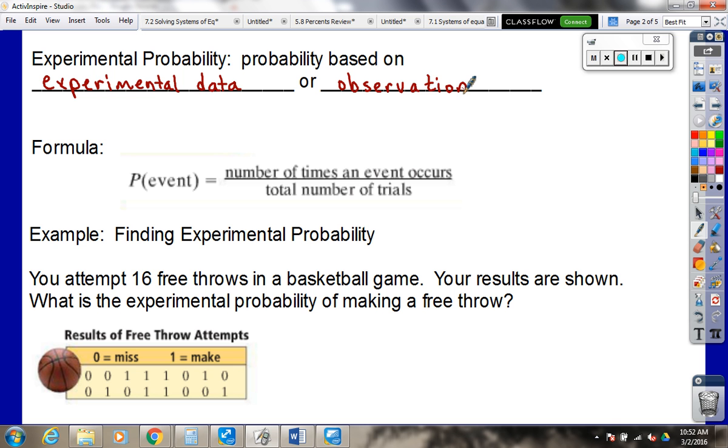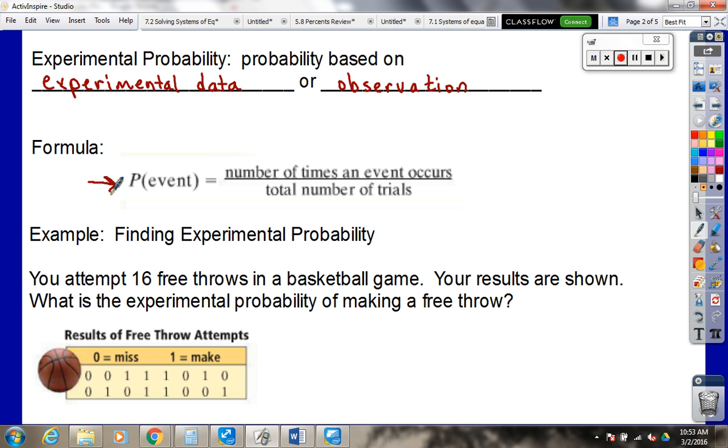So the formula for this is similar. The formula is that the probability of an event is the number of times your event occurs divided by the total number of trials. You find it the same way that you find theoretical probability, except that we're using results from an experiment. So on our example, finding experimental probability, you attempt 16 free throws in a basketball game. Your results are shown. What is the experimental probability of making a free throw?